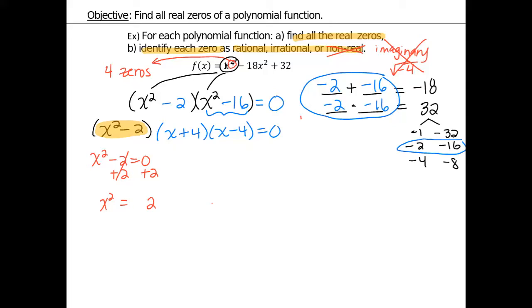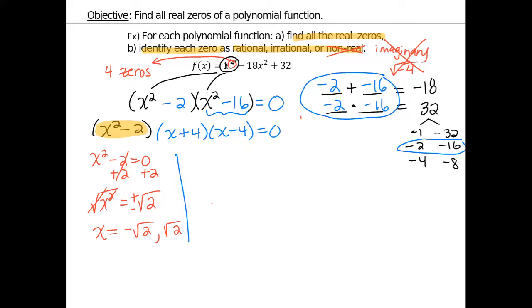That'll give us x squared is equal to 2. And then to solve for x, to get x by itself, I need to take the square root. The square root will cancel out the squared. And again, every time I take the square root, I need one that's positive and one that's negative. So my answer for this part is going to be x is equal to negative root 2 and a positive root 2.